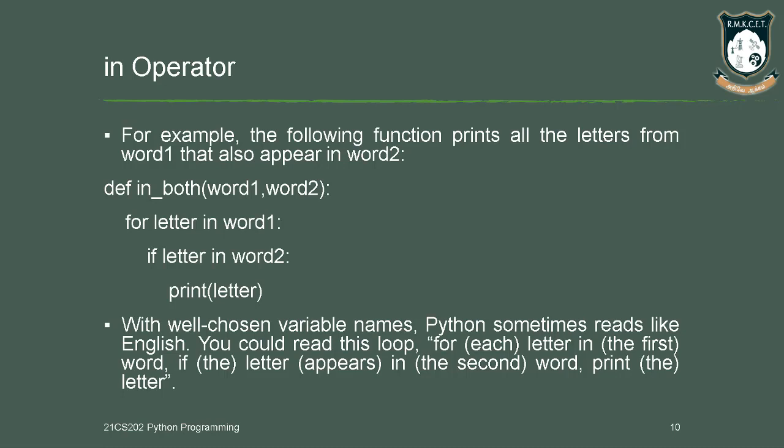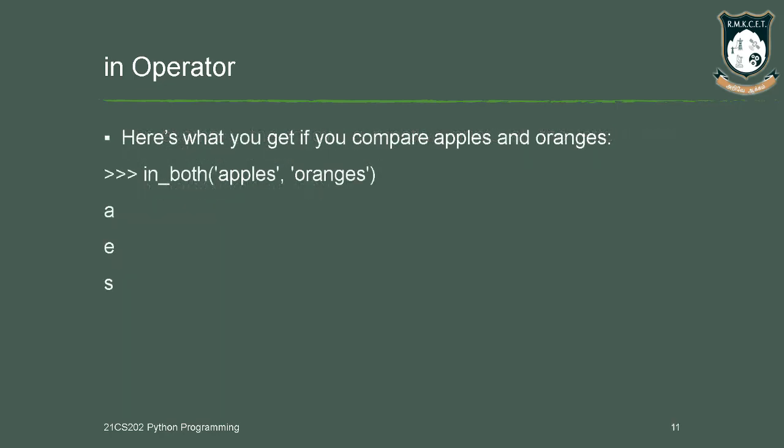Here you can see that we can read the code we have written in ordinary English itself. It can be read like this: for each letter in the first word, if the letter appears in the second word, print the letter. This is like the statements we usually write. This is a facility given in Python programming.